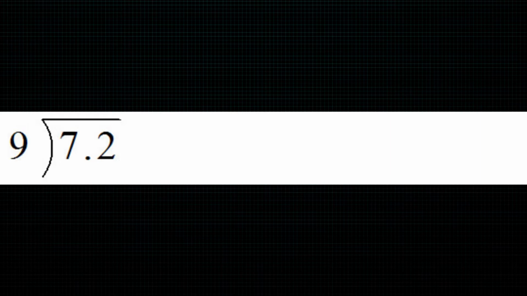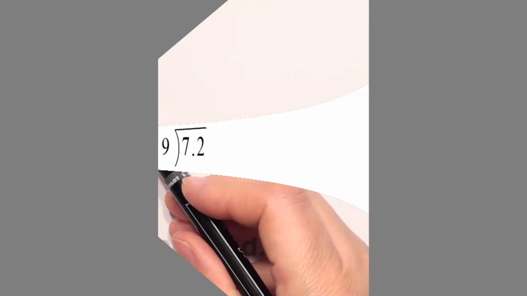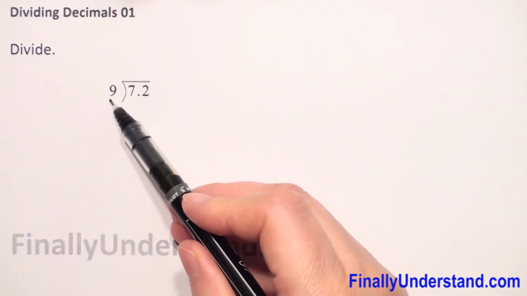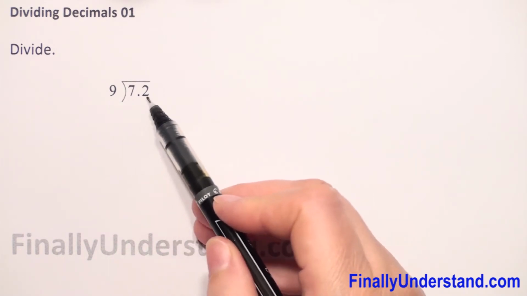We have division. We have decimal number 7.2 divided by 9. Always the number by which we divide must be a whole number. In this example we have a whole number. We have 7.2 divided by 9.